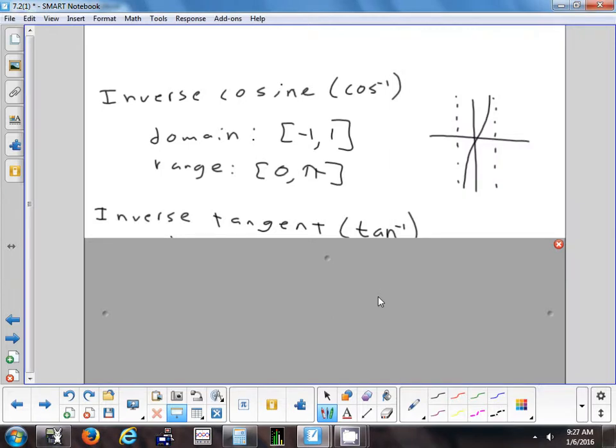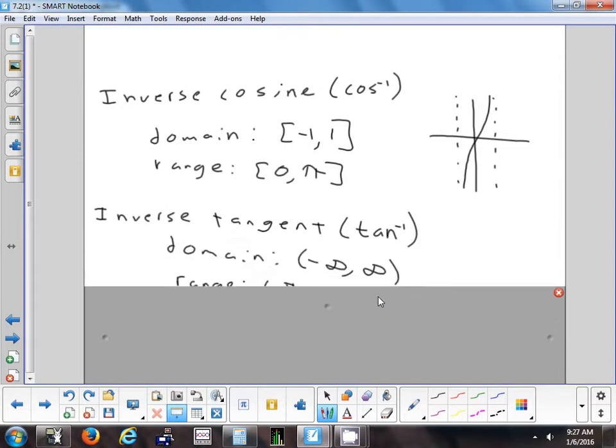How high and low does this go? Yeah, the range is -infinity to infinity. -infinity to infinity is going to become my what in the inverse? That's going to become my domain. So in the original, the range goes up and down forever. In the inverse, the domain goes left and right forever.